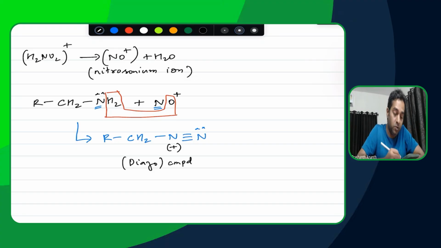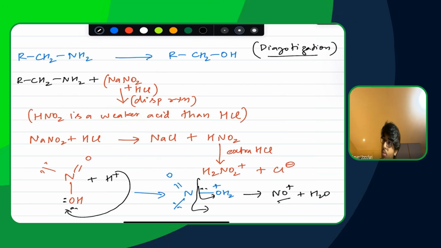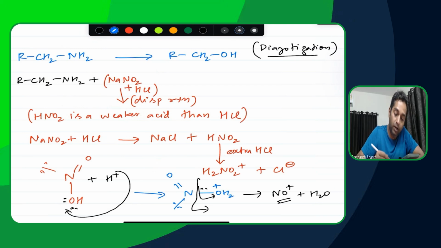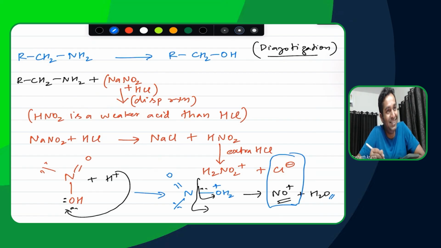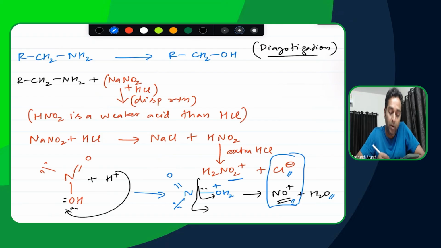Now, this is going to be produced along with whatever was the partner for NO plus. What was the partner for NO plus? The partner for NO plus was Cl minus. H2O was the other partner, but H2O was the medium. So what is the real ionic partner for NO plus? The Cl minus. Because the H2NO2 plus is what became NO plus and H2O, correct?